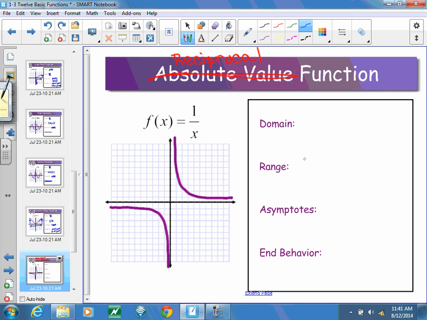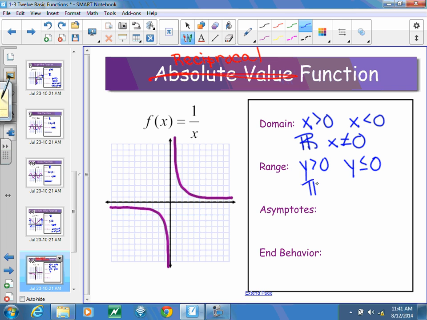So a couple of different ways that you could write this out. You could say that for your domain, x is greater than 0 and x is less than 0, or you could do all reals with the exception that x cannot equal 0. As far as our range goes, it's going to be the same thing. We're looking at the values of y that are greater than 0, the values of y that are less than 0, or looking at all real numbers for when y cannot equal 0.